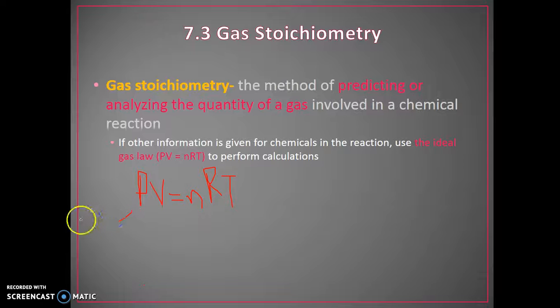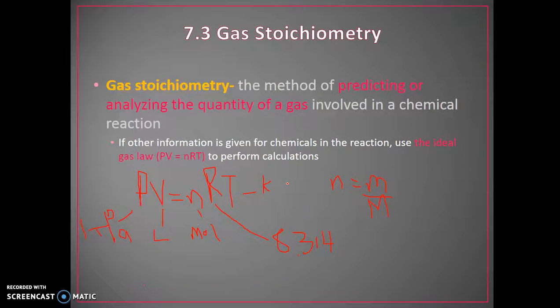In order to use the ideal gas law, pressure has to be in kilopascals. Volume has to be in liters. n is moles. Remember, R is a constant of 8.314. And T is the temperature in kelvins. Also, we can always be using n equals m over M in these stoichiometric calculations because we can move back and forth between these two formulas.